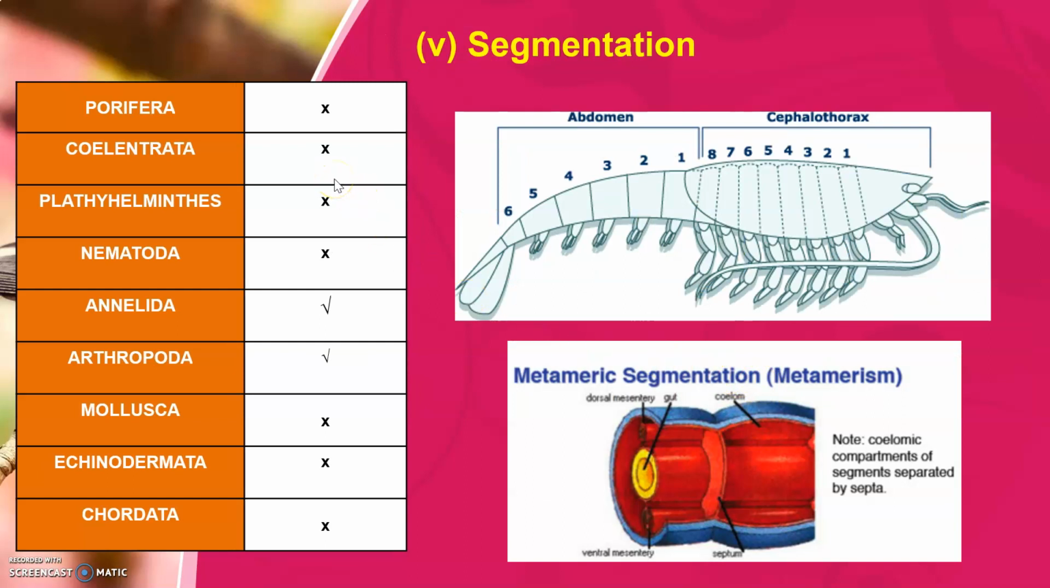The next important characteristic is segmentation. Segmentation only exists in Annelida and Arthropoda. Usually it is metameric segmentation, means that it has segments separated by septa. In each of these segments, the organ exists repeatedly.